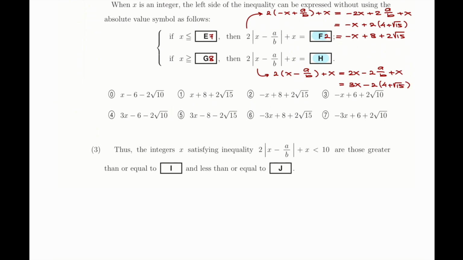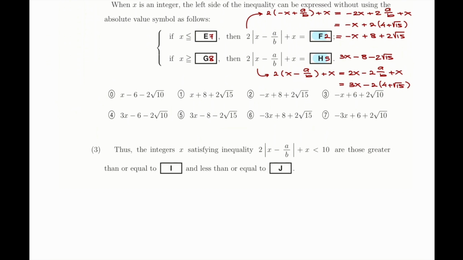And then if you simplify this, it becomes, I write it down here, 3x minus 8 minus 2 square root of 15. So the correct answer for h among the choices 0 until 7 is number 5, 3x minus 8 minus 2 square root of 15. So h is number 5.